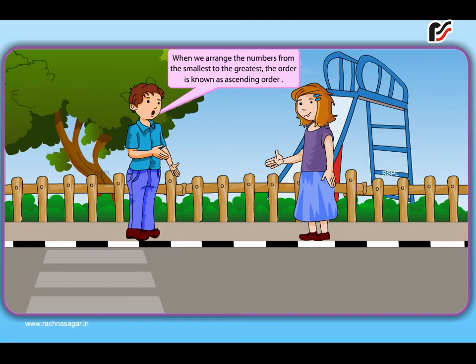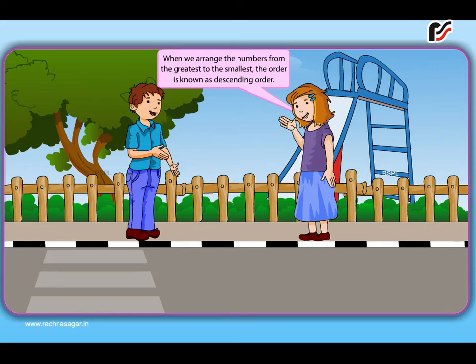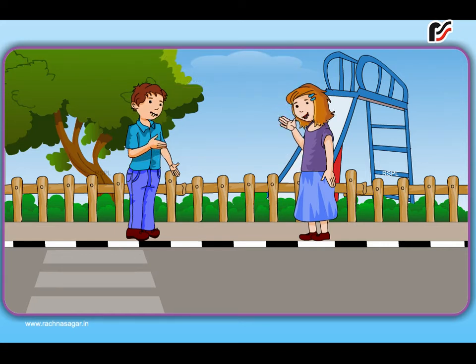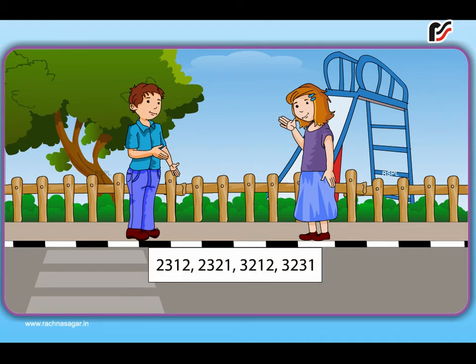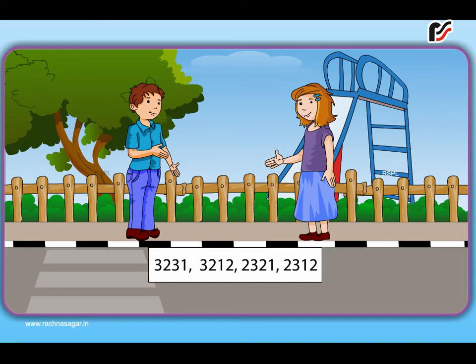Ascending and descending order. When we arrange the numbers from the smallest to the greatest, the order is known as ascending order, and when we arrange the numbers from the greatest to the smallest, the order is known as descending order. Numerals 2312, 2321, 3212 and 3231 are in ascending order, and the numerals 3231, 3212, 2321, 2312 are in descending order.